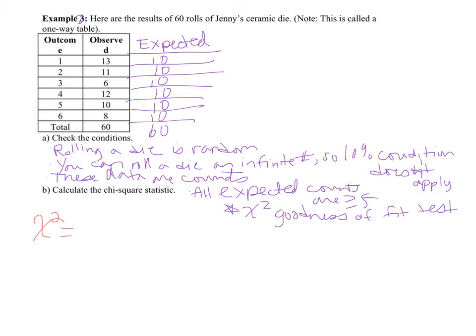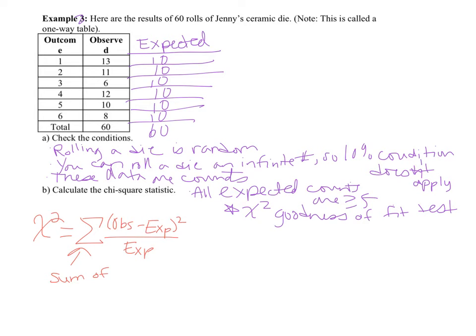This one has a pretty daunting formula. So I'm going to go through this and you can see what's going on. Our formula was the sum of observed minus expected squared all over the expected. Now remember that this is the Greek letter sigma. This means the sum.